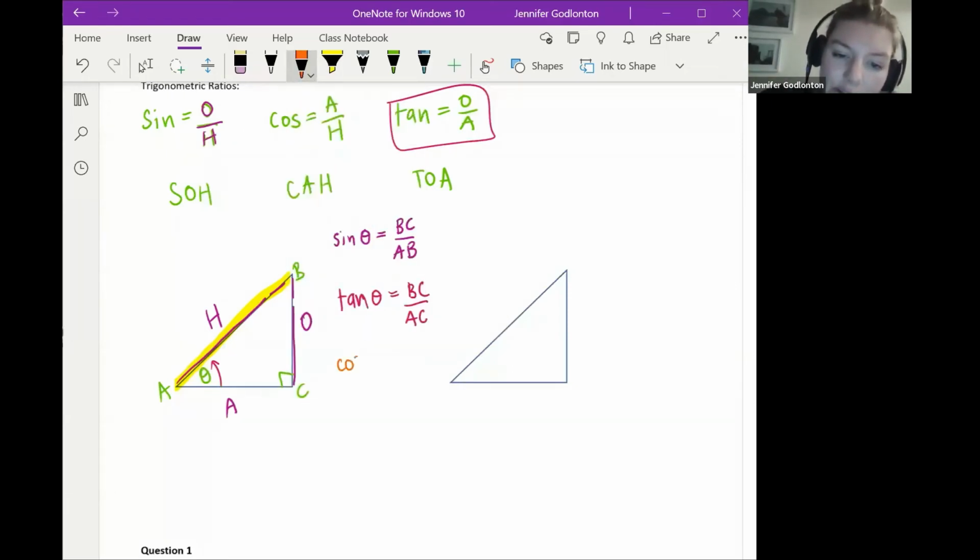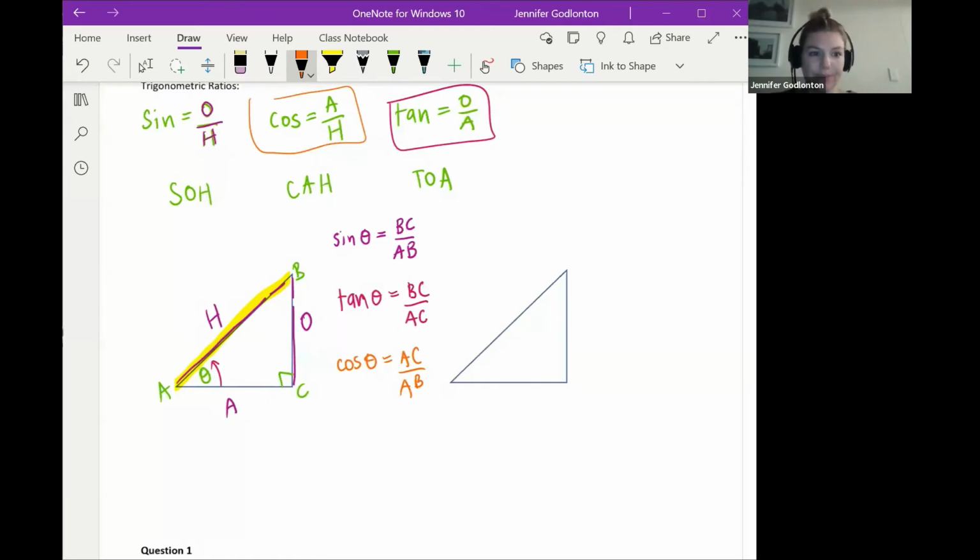Okay, and let's do our last one here. Let's do cos of theta. So cos of theta is adjacent over hypotenuse. So how would I write that as a fraction for cos of theta? Nice. Good job.